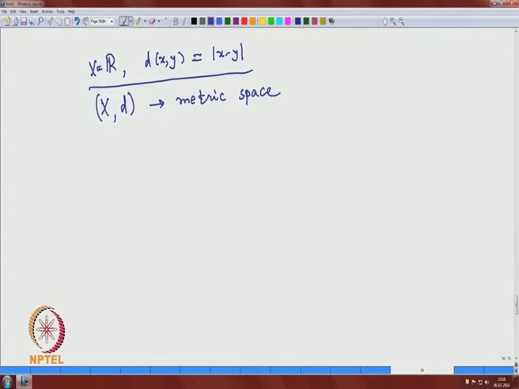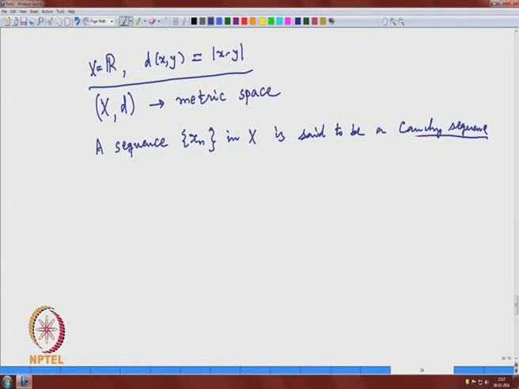Now, a sequence x_n in X is said to be a Cauchy sequence if, remember these are all real numbers now, d(x_m, x_n) goes to 0 as m, n go to infinity.